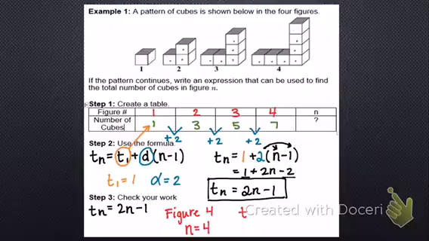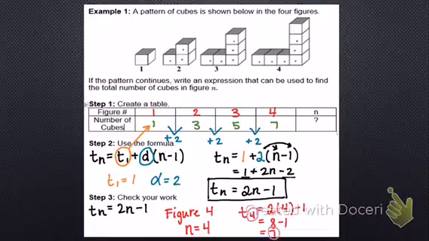So I'm going to have T sub 4 equals 2 times 4 minus 1. So when I multiply that, I get 8 minus 1, and that is equal to 7. So what I'm saying here is that in the fourth figure, I have an output of 7 cubes, and that is true. So when we check it, we verify that the equation we got was correct.